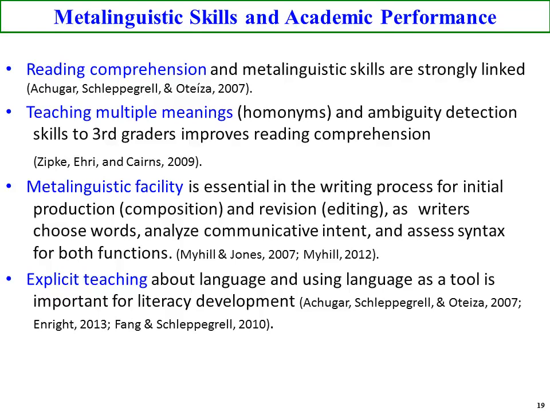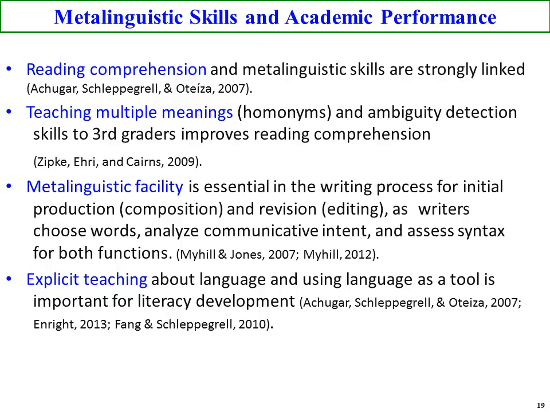We do know there is a relationship between metalinguistic skills and academic performance. Reading comprehension and metalinguistic skills are strongly linked. Teaching multiple meaning words, for example, homonyms and ambiguity detection skills to third graders has proved to improve reading comprehension. So we know teaching works.